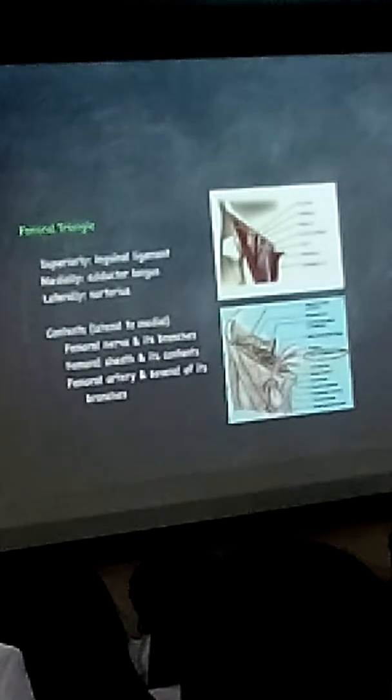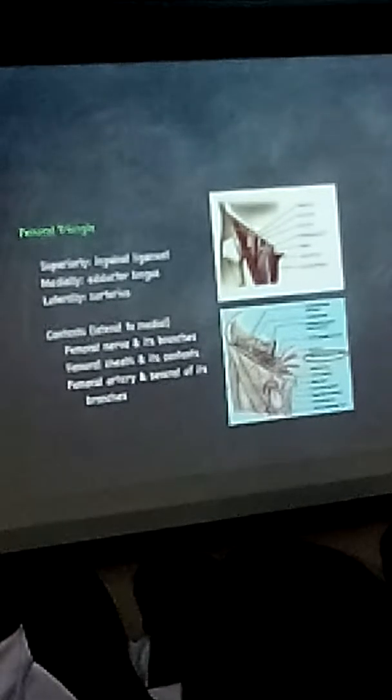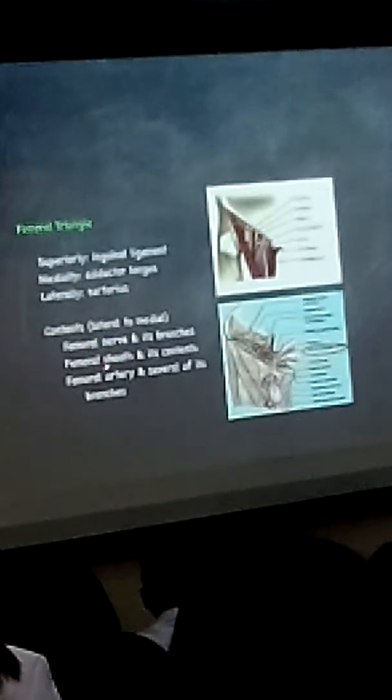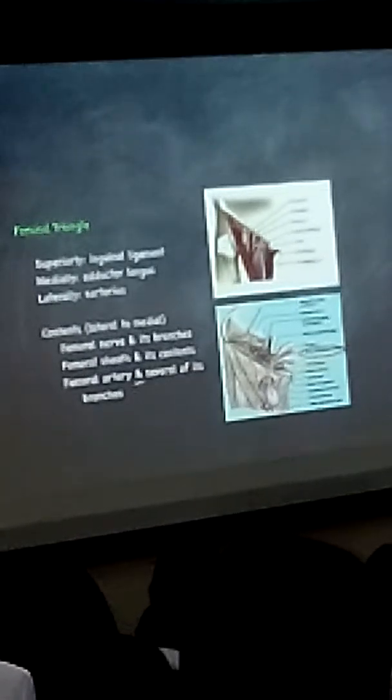If you want to have access, especially if you want to do angiography or cannulation of the femoral vein, please take note of its contents. You have the femoral nerve, femoral sheath, femoral artery, and several of its branches. The order from lateral to medial is NAV: nerve, artery, and vein.